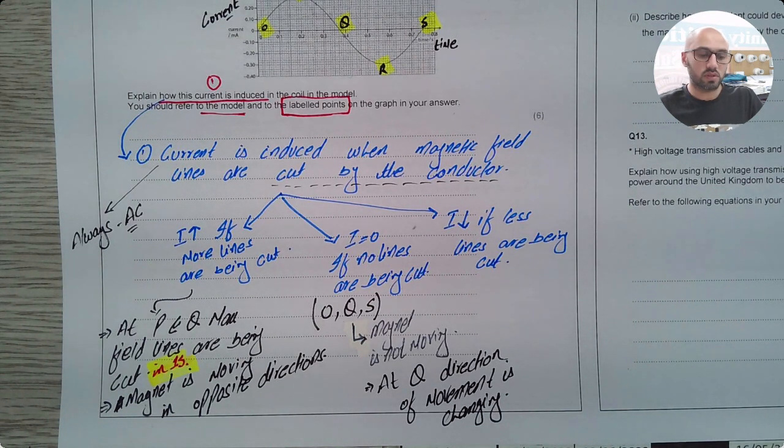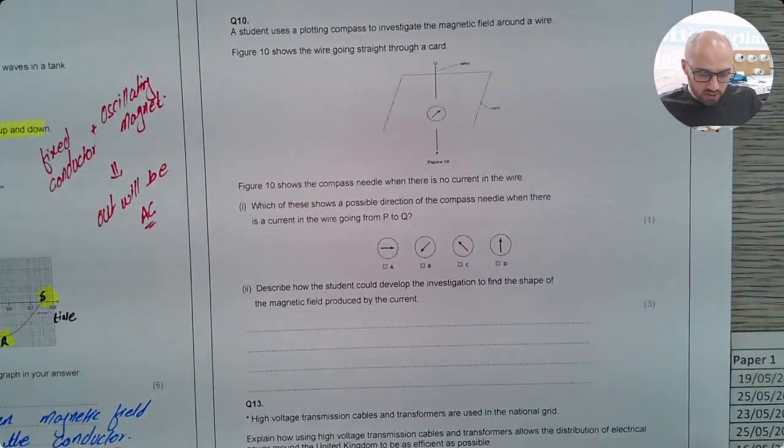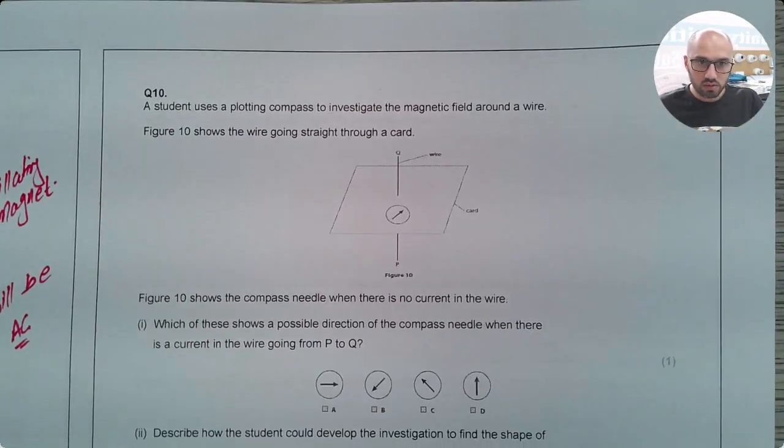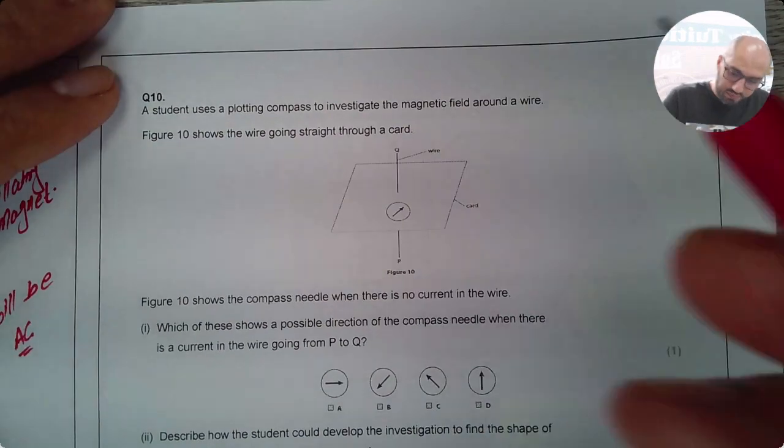So remember, if a question like this appears in your exam, make sure you read the question carefully and then structure it according to the information that has been given to you in the question. Let's move on to the next question. Now the next question talks about plotting compass.